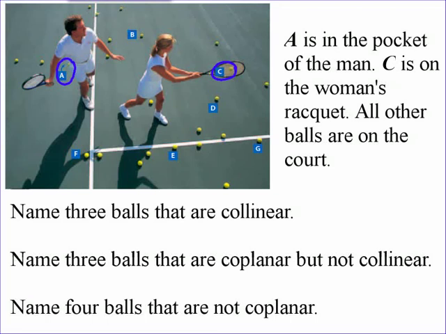Now, if you want a better picture of this, you can go to page 30. It's the same thing, but if you look at page 30, we need to name 3 balls that are collinear. E, F, and G. They look real close like they're on the same line. Would you think those are collinear? I'd say those are pretty close to being on the same line.